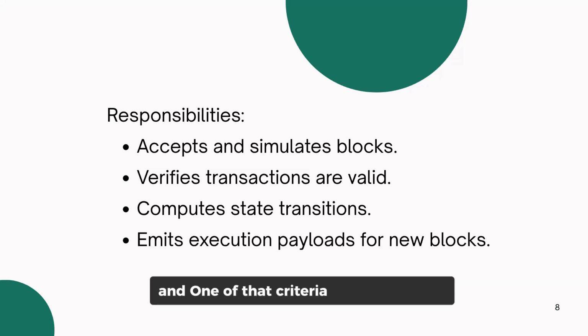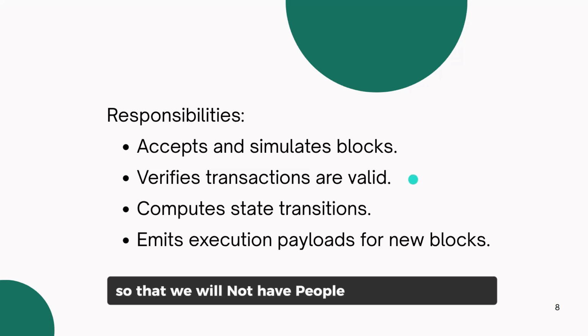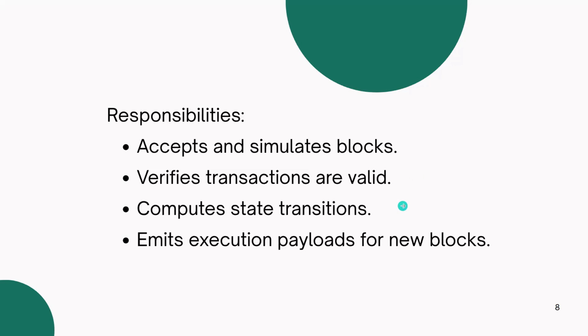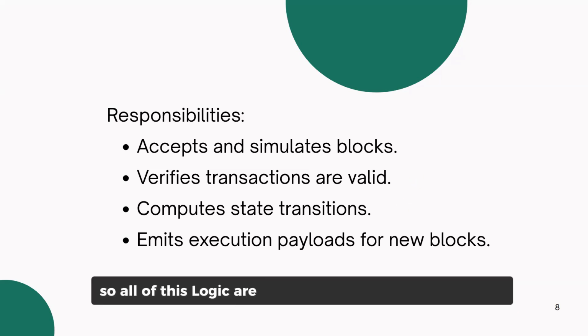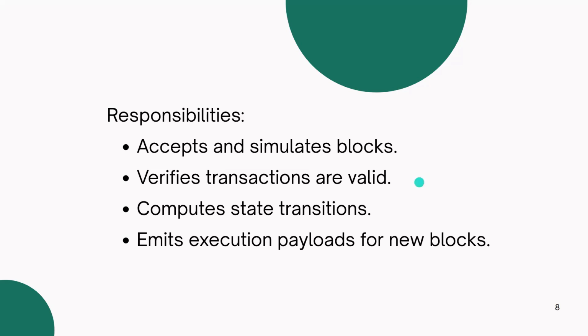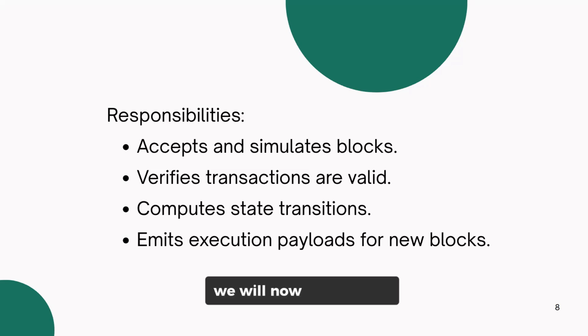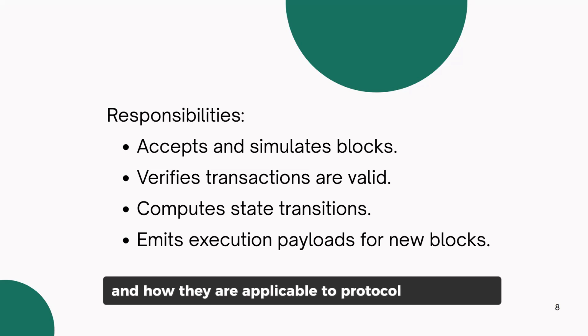And one of the criteria it checks is that the person doing that transaction is actually the right person doing it, so that we will not have people scamming other people with their wallets. This is where the whole concept of private key and public key comes in. All of this logic is found within the execution client. Like I said in the previous slides, all of these logics are within a concept. And when we start to dive deep into understanding the execution client, we will start to see different aspects of these things and how they are applicable to protocol engineering.